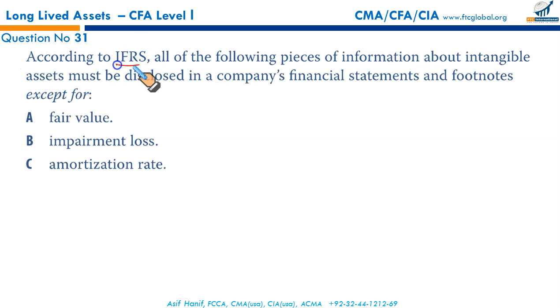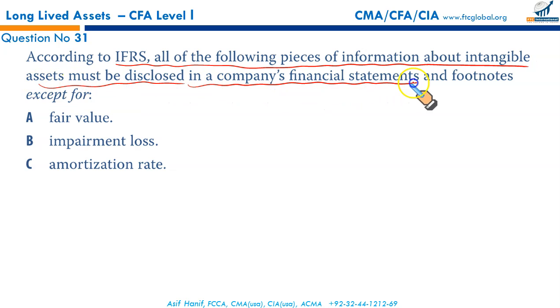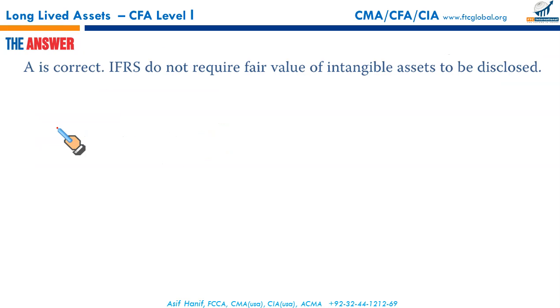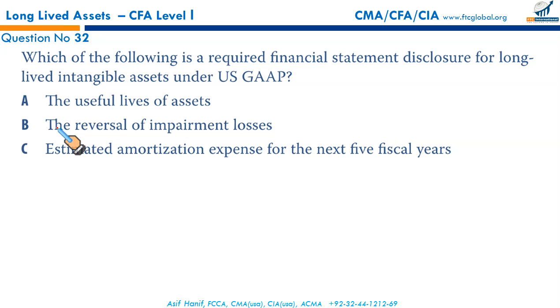Next, according to IFRS, all of the following pieces of information about intangible assets must be disclosed in a company's financial statements and footnotes, except for what? Impairment losses, yes, required in IFRS. Amortization rate, yes. But fair values are not to be reported unless you are using the fair value model. IFRS does not require fair value of intangible assets to be disclosed. Next, 32.